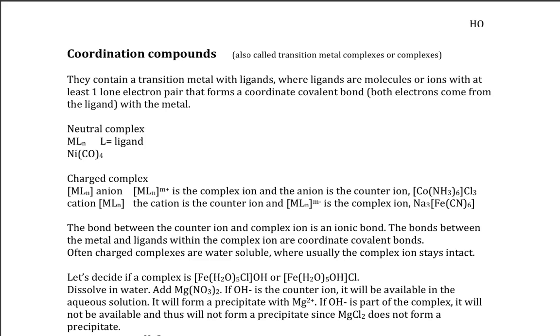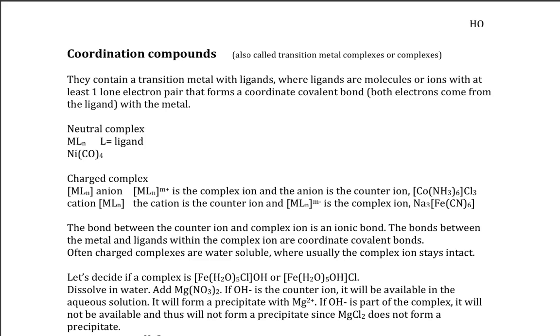Na3[Fe(CN)6], where there's 3 Na pluses. They indicate that that complex must have a 3 minus charge overall. We see that the metal in the complex is iron. The ligand is CN, actually CN minus, and there's 6 of those. The bond between the counter ion and the complex ion is an ionic bond. The bonds between the metal and the ligands within the complex are the coordinate covalent bonds.